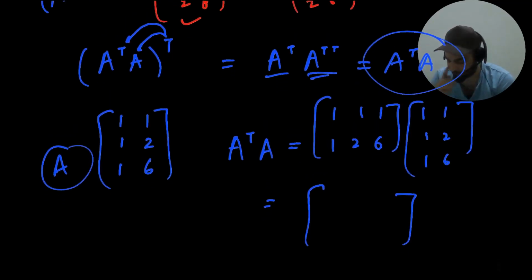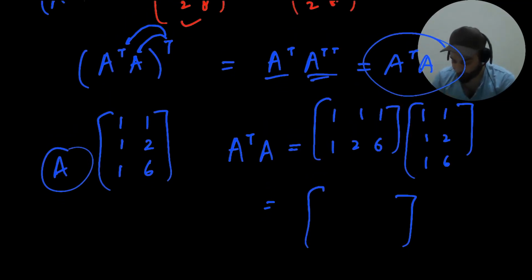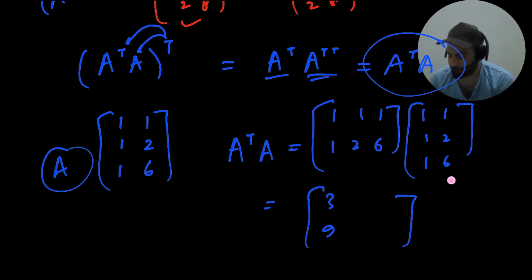Okay, so how do we get these entries? We can take the linear combination of these things. So it will be one time of this, one time of this, and one time of this for the first column. So it will be 3 and 9. And then for the other, one time of this, 2 times of this, and 6 times of this. Let's do it in the original form. So this will be 1 2 6, giving 9. And now we have to figure out what this will be: 1 plus 4 plus 36 is 41. So this is what we'll get.